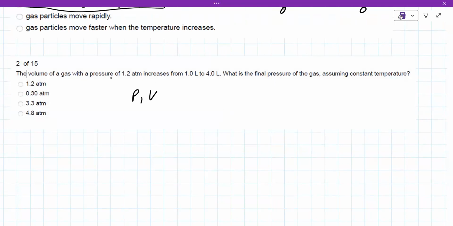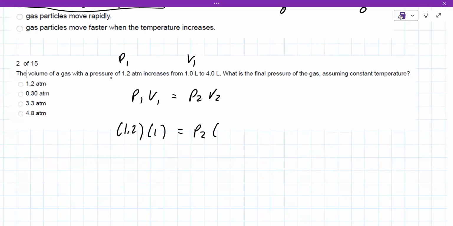So it's P1 V1 equals P2 V2. Pressure started out at 1.2. V1 is 1. We don't know the final pressure, but the final volume is 4. So 1.2 equals... do you just do 4 divided by 1.2? You've got to divide on the left side there. 1.2 divided by 4, which is 0.3.